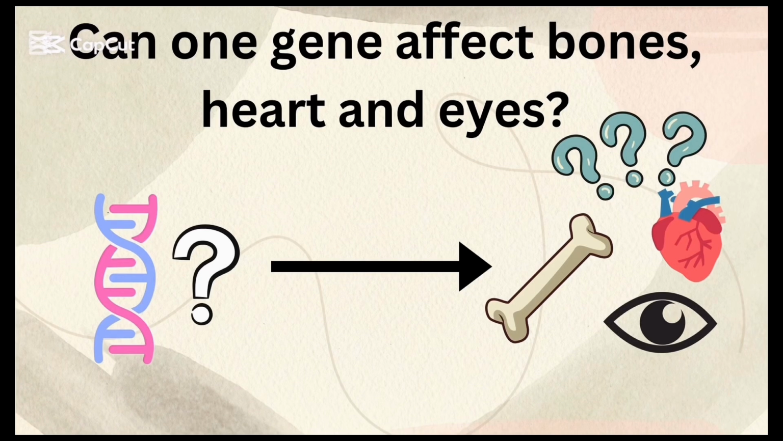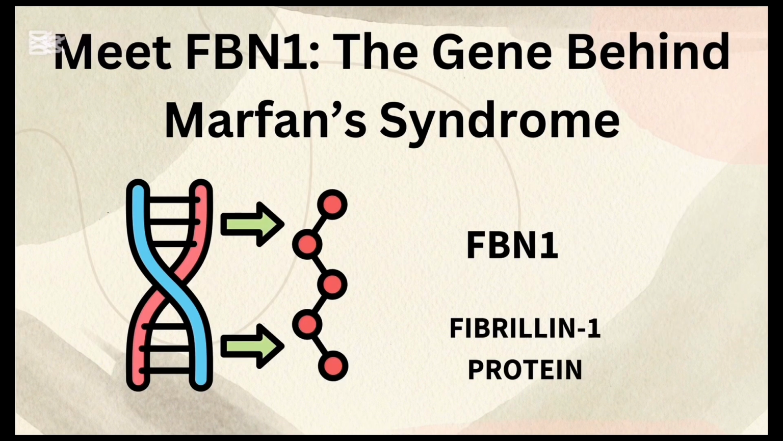Hi everyone! Today I'm going to explain how mutations in the FBN1 gene demonstrate pleiotropy in individuals suffering from Marfan syndrome. How can one gene affect your heart, bones, and eyes at the same time? Sounds like a supervillain, right? That is the FBN1 gene, and mutations in this gene cause Marfan syndrome.